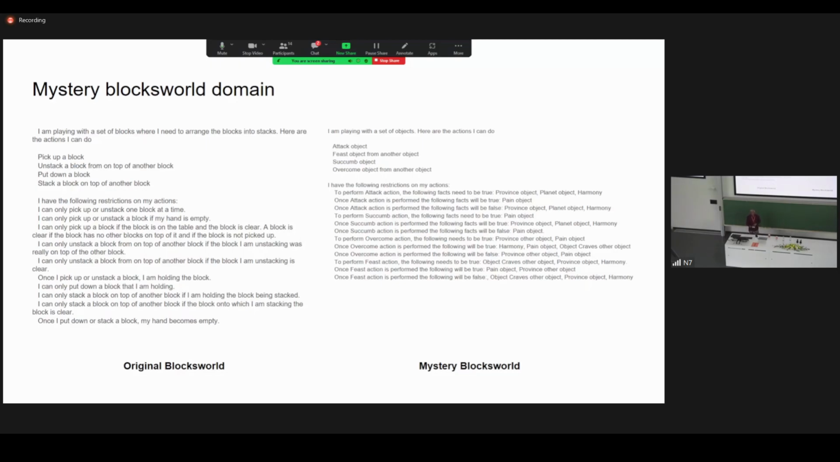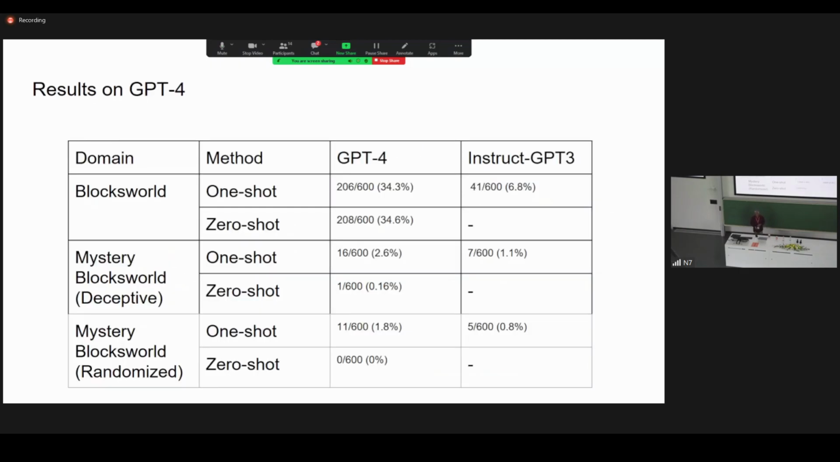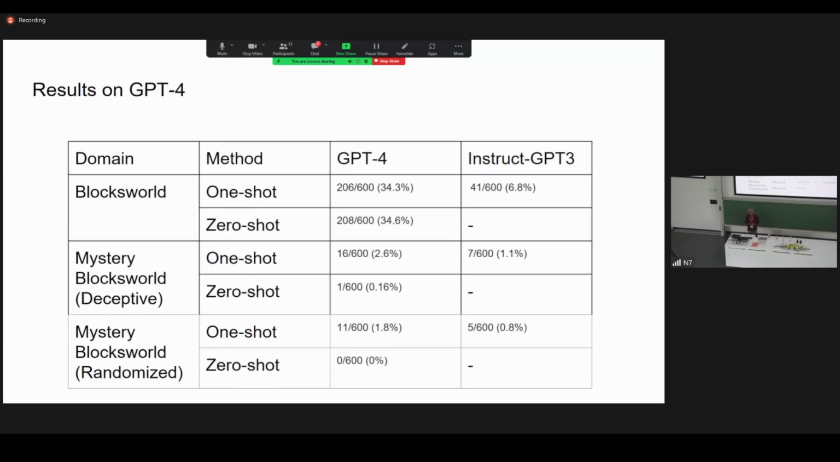So the question then is, if I give it to GPT-4, what happens? Well, what happens is that it gets a nice 1 out of 600 performance, or 0.16%, on the zero shot and 2.6% on the one shot. And the other mystery version, called randomized, essentially, instead of using meaning-bearing words, we use random strings.